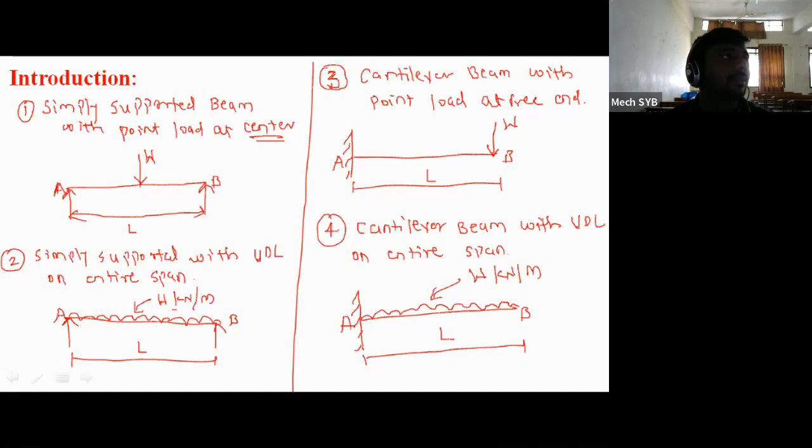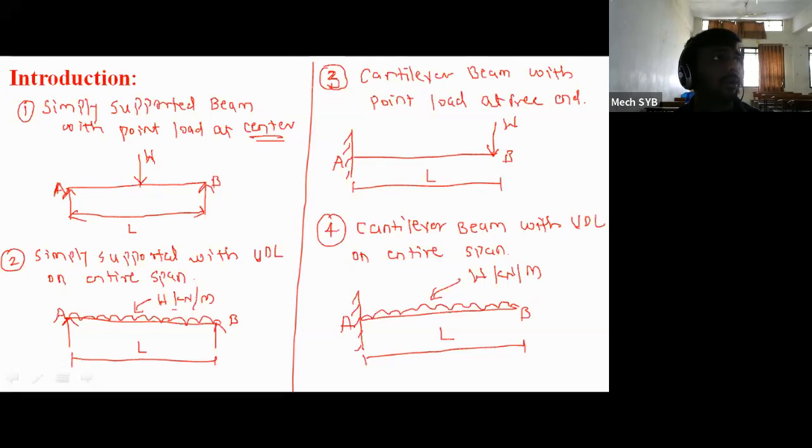Then third one, cantilever beam, which is subjected to only one point load, but it is applied at the free end. And fourth one, cantilever beam with UDL on entire span. It is also spread over the length. So these are the four standard cases.